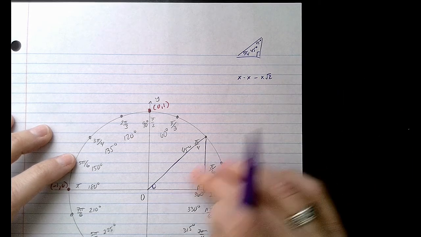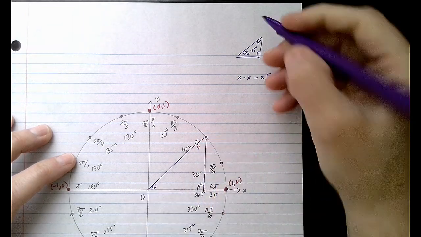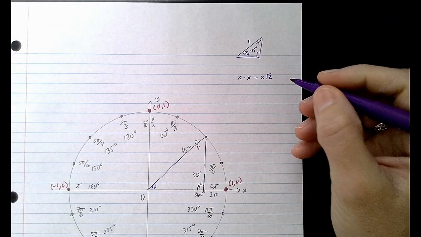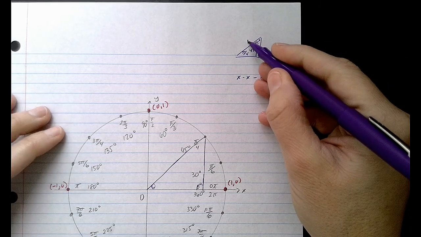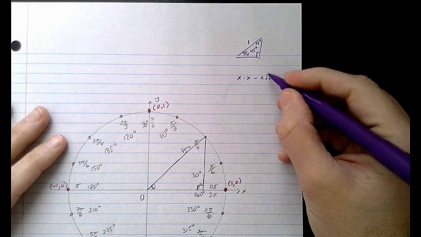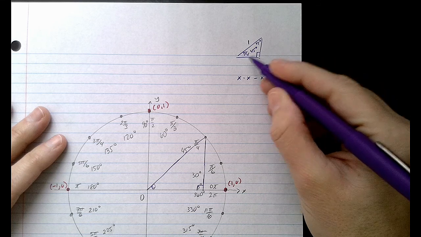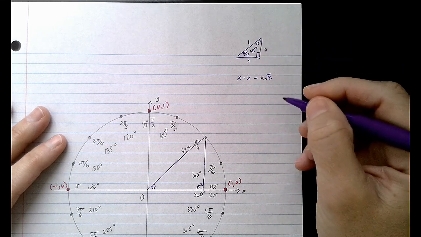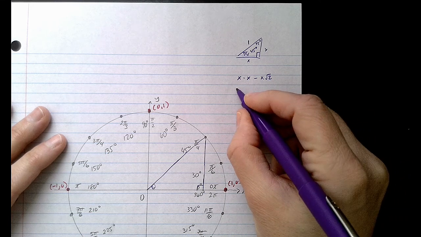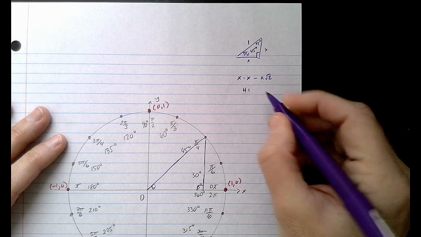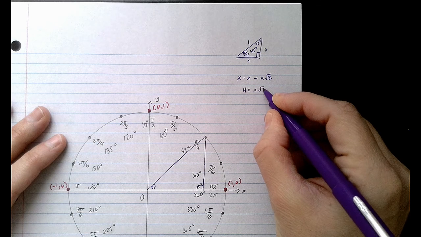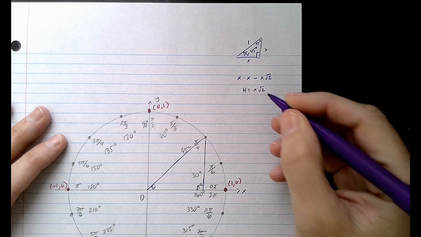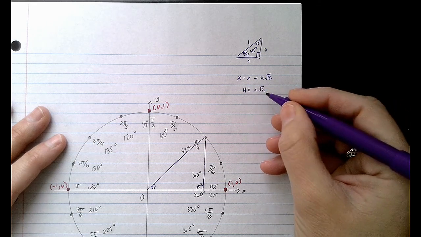What do we know about this triangle? Well, we know the hypotenuse is 1 because it's the unit circle. So if the hypotenuse is 1, then we have to figure out what the sides have to be. What are those x values going to be? So we have to do a little work. We're going to use those formulas. The hypotenuse equals something times radical 2, right? Well, because it's the unit circle, we know the hypotenuse is 1.